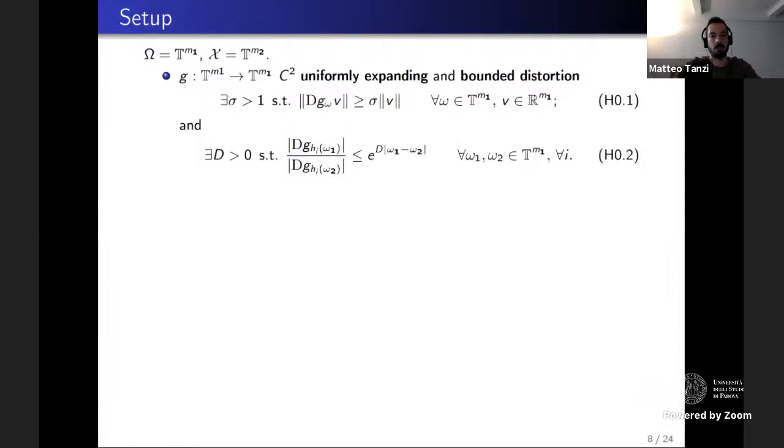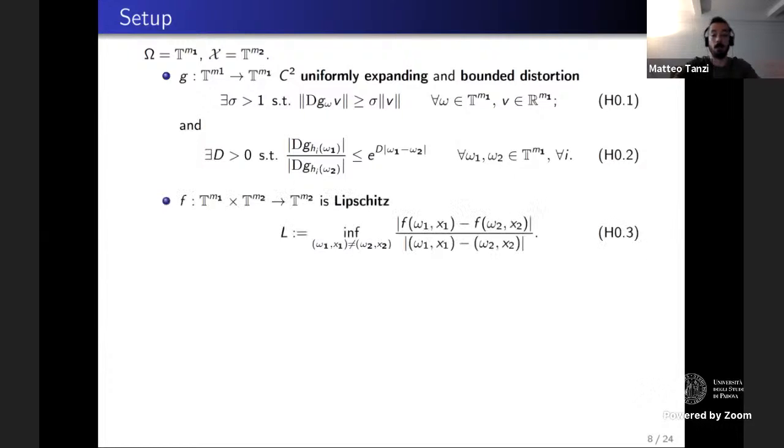And so these are the assumptions on the map G. Then we have assumptions on the map F, which for now are very, very weak. It's just a Lipschitz regularity assumption. And Lipschitz is not so important. We believe that we can change the proofs to allow for Hölder, for example. But some very weak regularity of F is needed here.